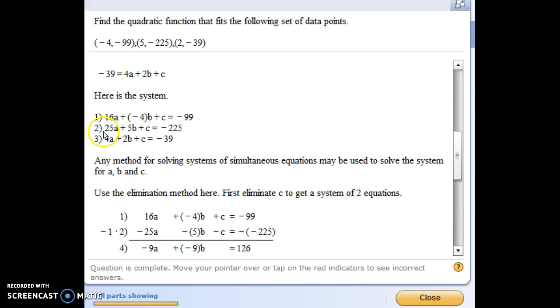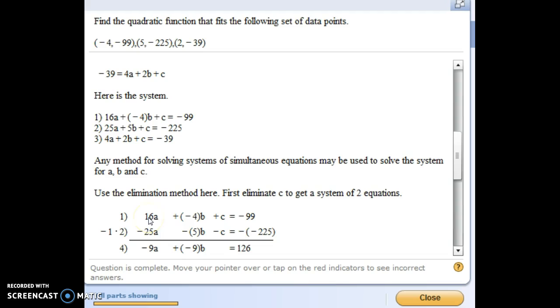If we look at our second equation here, it's got a positive c. If we multiply everything by a -1, so every single value on both sides, you get -25a minus 5b minus c, and this is going to become a positive 225. And then the first equation I'm not going to change at all, because what I have now is a positive c and a negative c. So if I add those 2 equations together, the c's cancel out. And then carefully do all the other arithmetic.